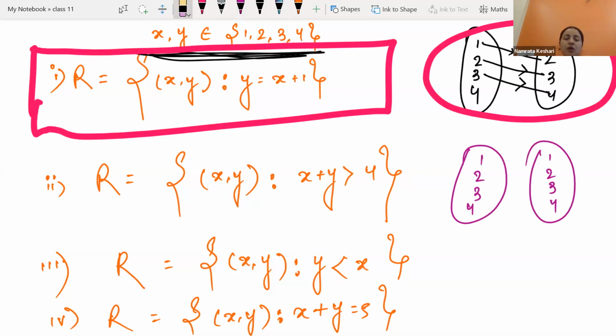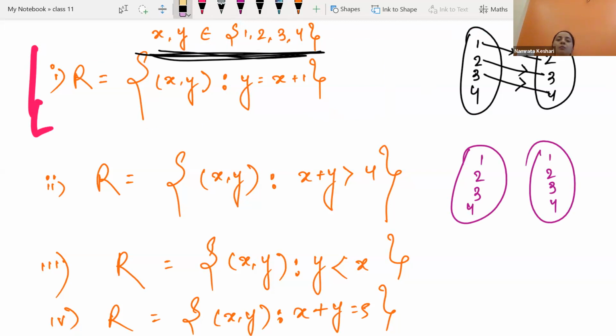No, ma'am. Okay, it's not a function. Why? Because rule number 1 says each and every element from the first set must have its image. See, 1 has the image 2, 2 has the image 3, 3 has the image 4, but 4 doesn't have any image. Can you see? So rule number 1 is not getting verified. It is not a function. We are not going to check rule number 2. Making sense? Okay, next one.